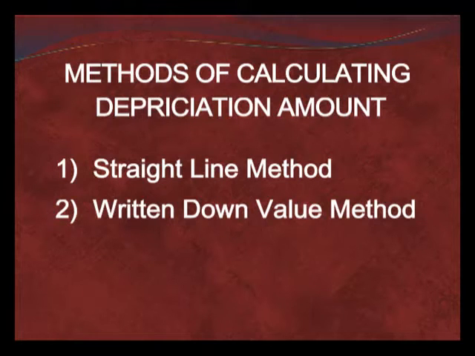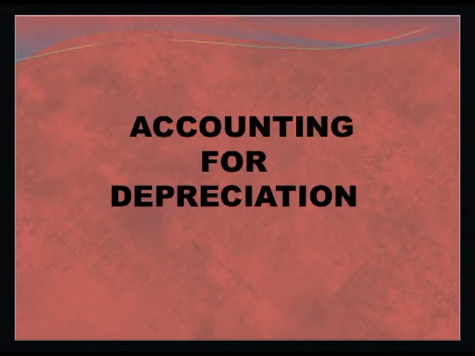There are commonly two methods of calculating the amount of depreciation. Number one is the straight line method and number two is the written down value method. Under the straight line method, it is assumed that the usage of the asset will be the same over the years and therefore a constant amount is charged every year. There is a formula for calculating the amount of depreciation under the straight line method. Let us come to the formula.